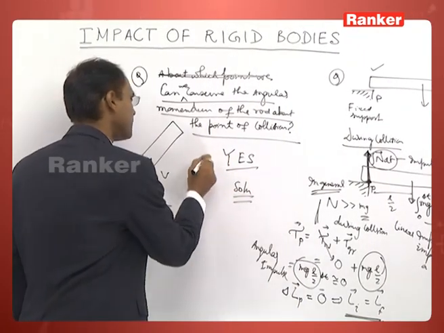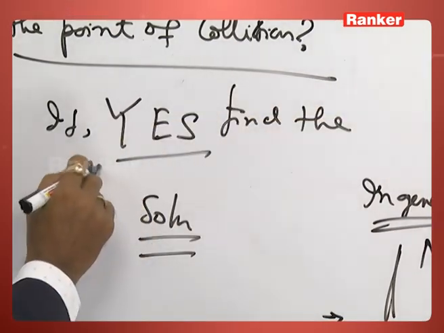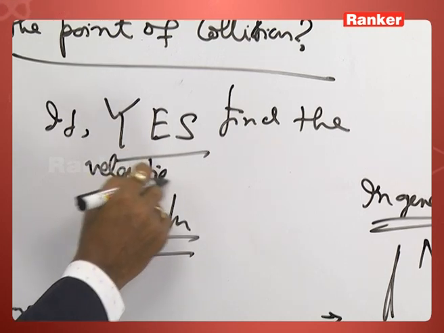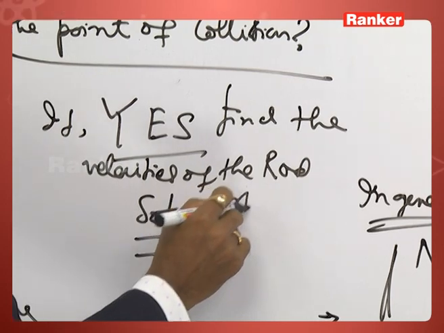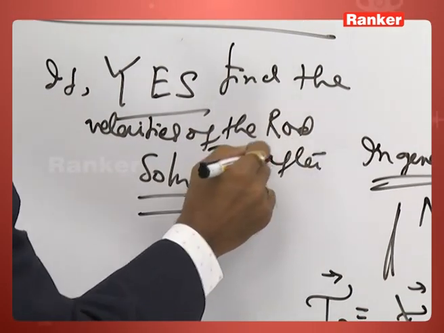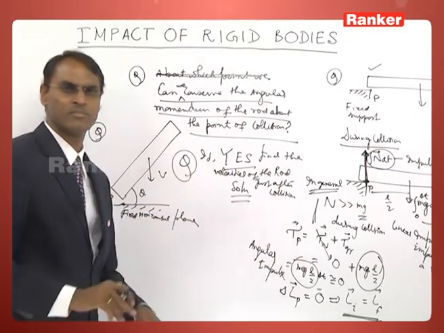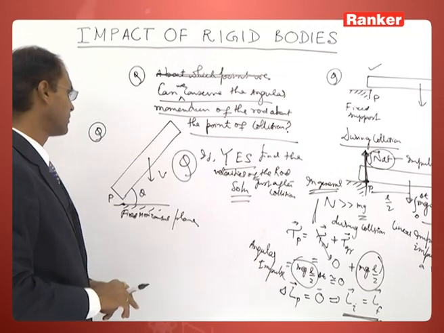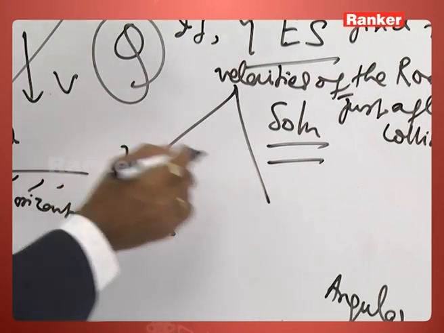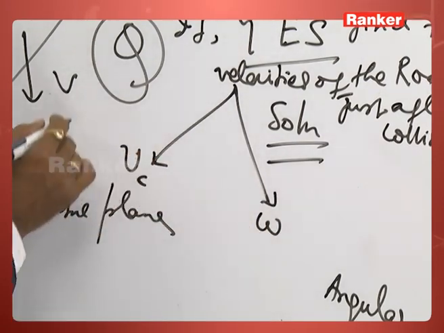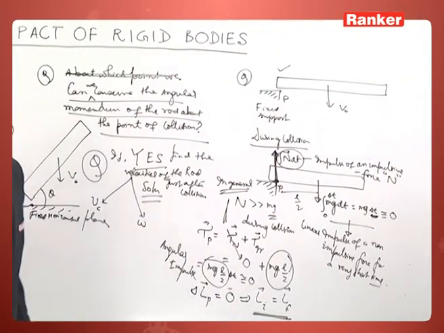If yes, find the velocities of the rod just after collision. Next question. Velocity means we have linear velocity of the center of mass and we have angular velocity. Let us assume that V naught is the initial velocity of the rod.